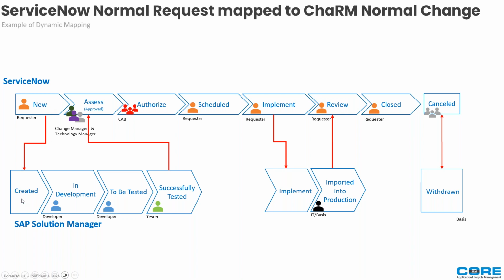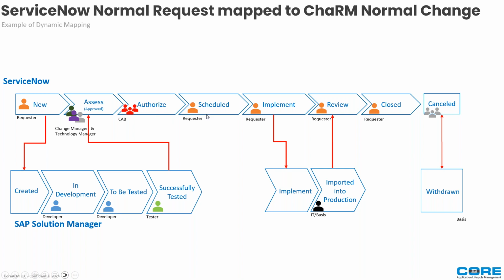where the Charm document is created. We go through its life cycle from in development to to be tested, and then at a specific status we can choose to advance the ServiceNow status and hand the activities back to ServiceNow. So as you can see, it begins in ServiceNow, then the next few steps happen in Charm. Once the changes in Charm are developed and tested, only then do we advance the ServiceNow change document to assess or authorize, where all the documentation will be reviewed and all the approvals will be provided.